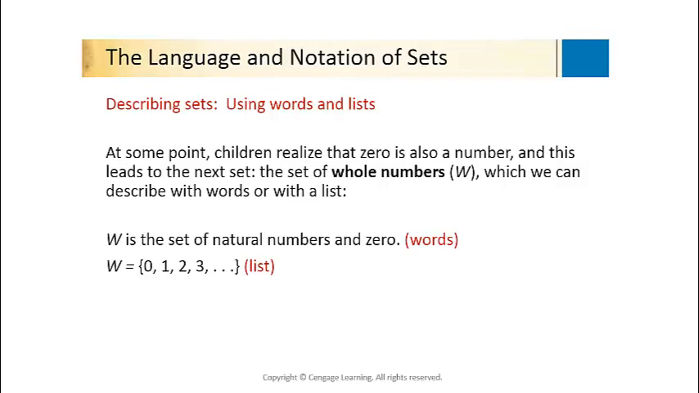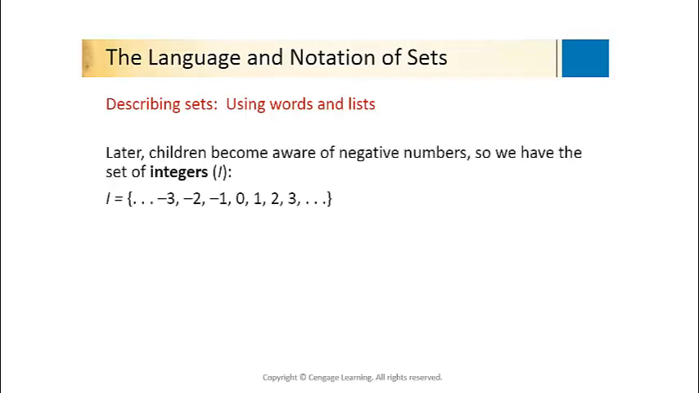Going again with the whole numbers, that is just the natural numbers plus 0, I could say that with words, or I could write out a list. Looking at the set of integers, and this is our definition for integers here, we could just write that out as a list as well, showing that it goes in both directions.